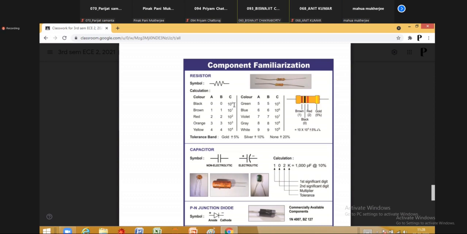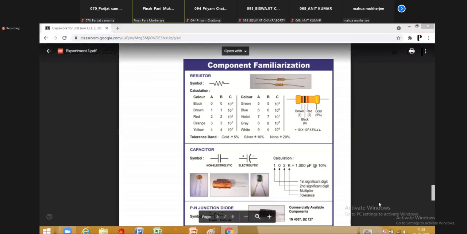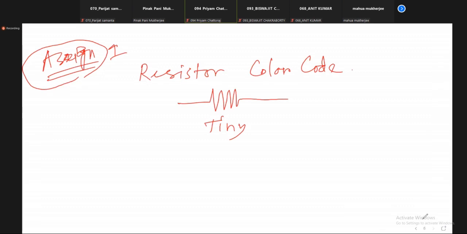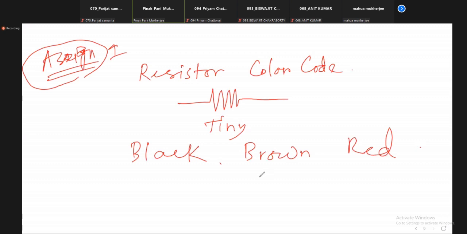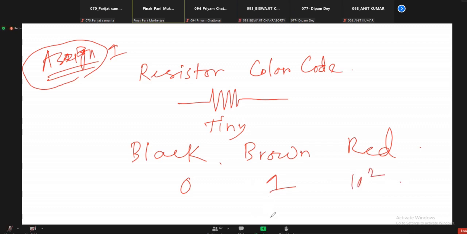Sir, is it possible for the black band to be at the first position? Black in the first? We will take an example right now. Suppose we take an arbitrary color combination: black, brown, red. As per the list, you have to remember this. Black means 0, brown means 1, red means 2. So it will be 10 to the power 2, so it will be 100 ohm.